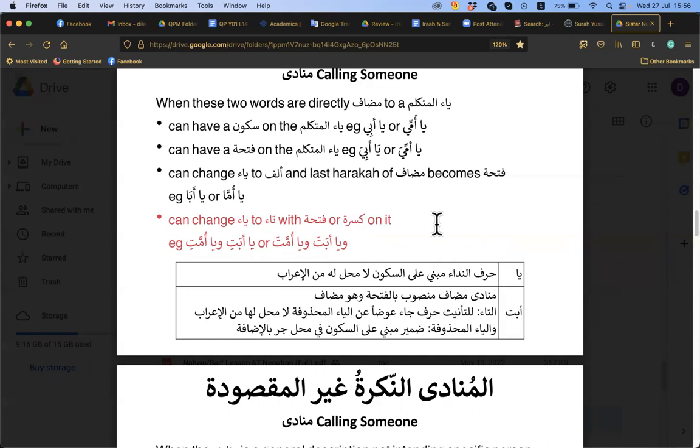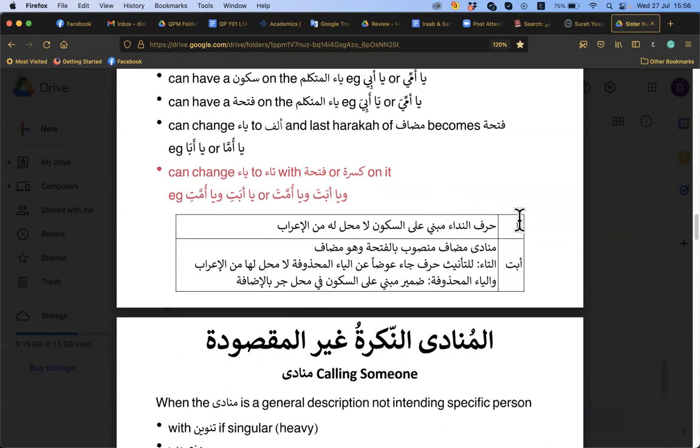So the Iraab for this: of course, our harf itself is harf nida. There's no Iraab for it. We don't say fi mahali anything for it. The abati part is still your munada mudaf. It is mansub bil fathah. Actually, you don't need the word mudaf.